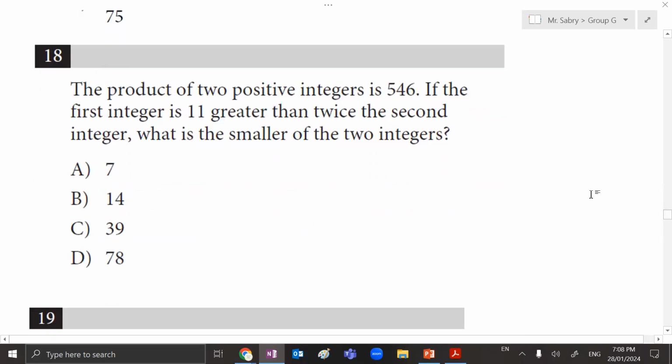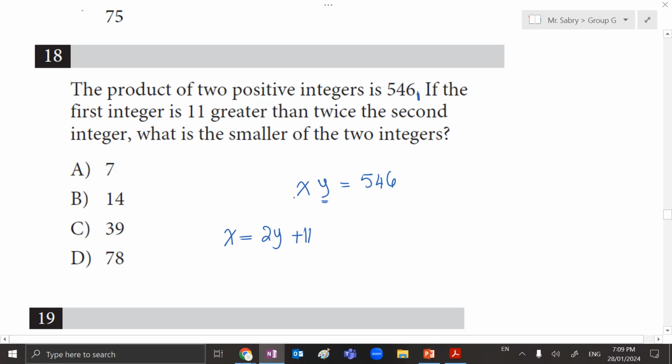The product of two positive integers is 546. I'll stop here and say there are two numbers whose product, multiplied by each other, is 546. If the first integer is 11 greater than twice the second, so the first one equals something plus 11, 11 greater than twice the second, meaning 2 times y, which is the second. What is the smaller of the two integers? That means y is the one they want.